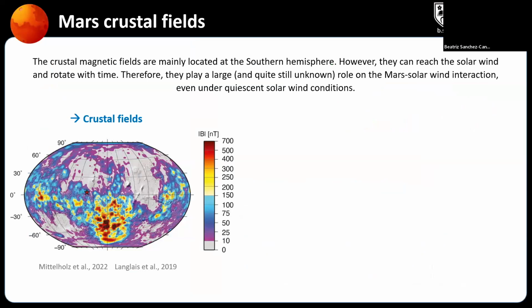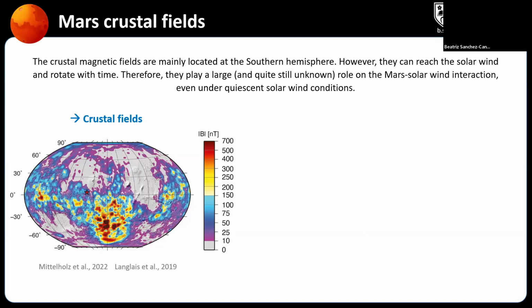And finally, I mentioned before the crustal fields of Mars. This is a nice map made with a combination of data from MAVEN and from Mars Global Surveyor for the magnetometer. So you can see the planet, with latitude and longitude, and in colors the intensity of the magnetic field. The crustal fields are clustered in the southern hemisphere and a bit at the equator as well.